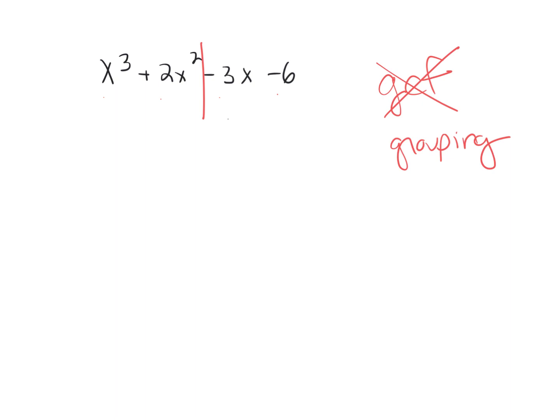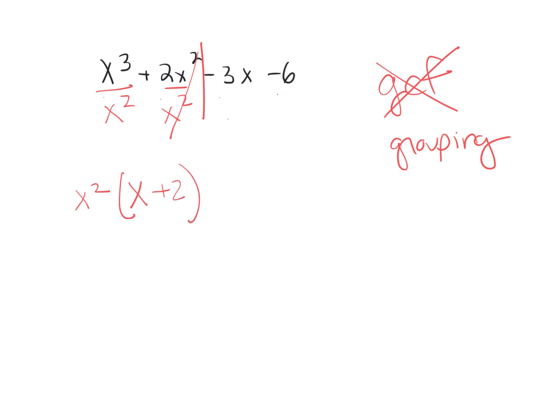I'm going to look at my first part here and look for the GCF. The GCF between x to the third and 2x squared is going to be just an x squared. And I'm going to divide that out of each one of these terms. And so this will be x to the third over x squared, which is x. Here, those will cancel out and leave me with a plus 2.